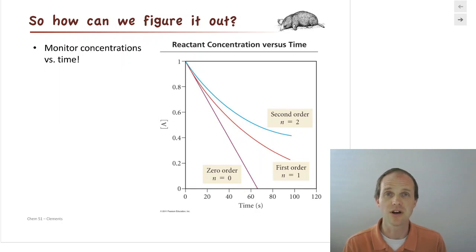The first one is called the integrated rate law method, and the next one is called the initial rate method. So we're actually going to do those in the reverse order of what I just said. We're going to do the initial rate method first and the integrated rate method second. So how do we figure it out?